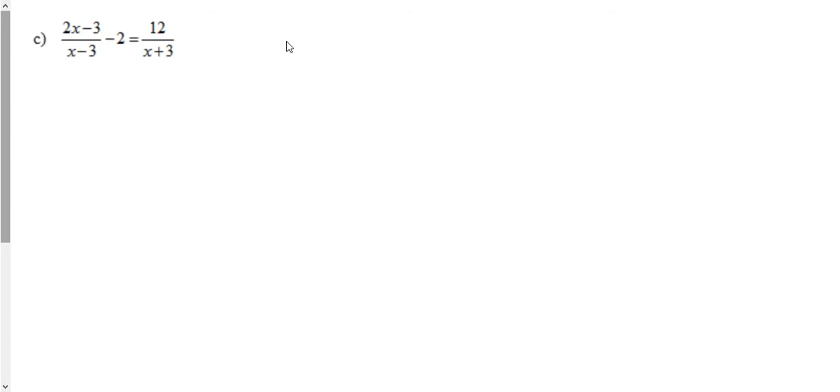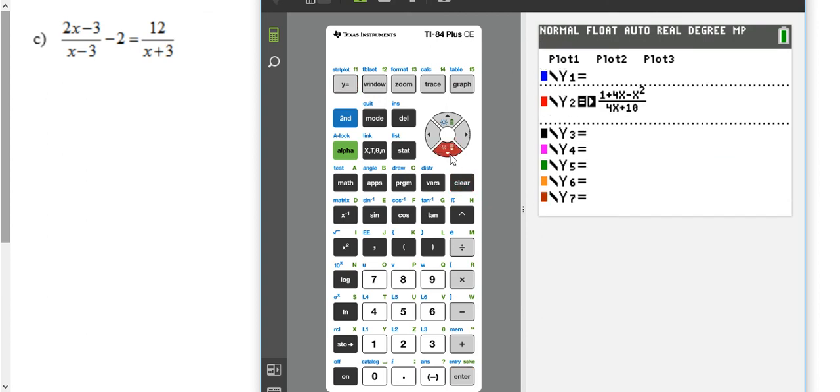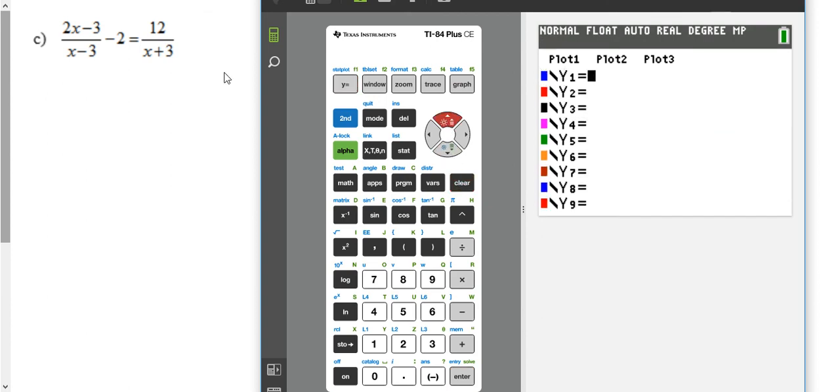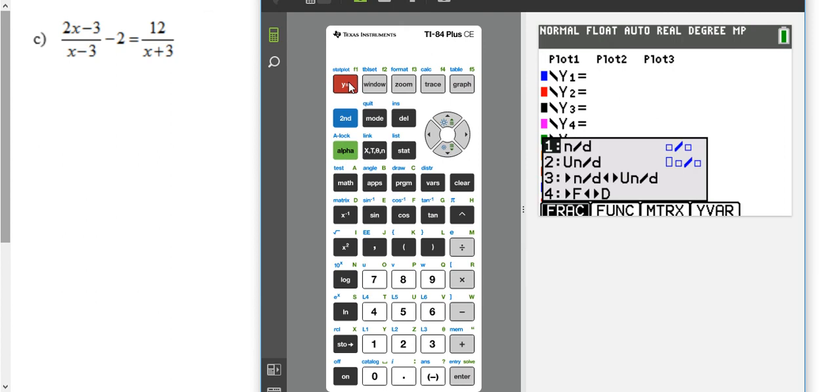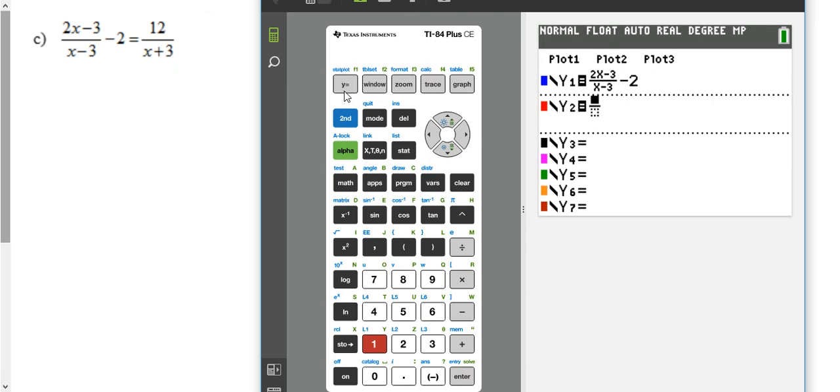In example 3, the same thing here. I'm just going to try my best to type it into my graphing calculator and find where these two equations cross. So on this first one here, second, I have 2x minus 3 in my numerator. I have an x minus 3 in my denominator. All of that's still going to be subtracted by 2. Then in y2 there, I have 12 in my numerator. And then I have my x plus 3 in that denominator there. Perfect. I'm going to hit graph.